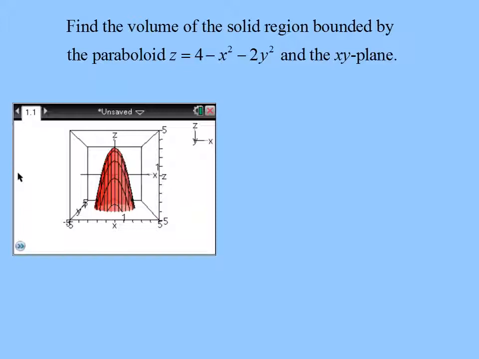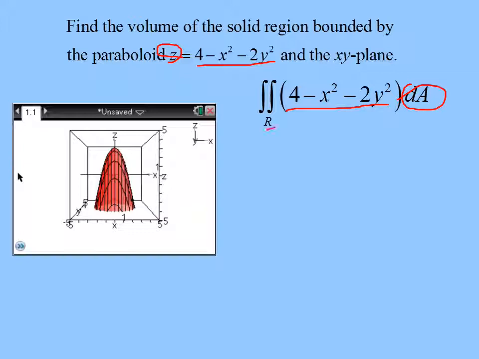Well, again, since we've got z in terms of x's and y's, we will use the idea that we need to use the z as the height and then multiply by the area. So we should have an integral where we've got the height times the area. We just need to describe the region.